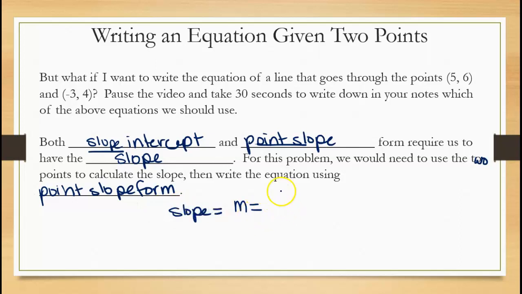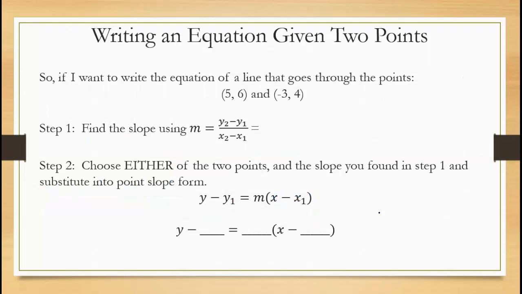That slope is m, which is y2 minus y1 on the top over x2 minus x1 on the bottom. So if I want to write the equation of a line that goes through these 2 points, remember this is my x1, this is my y1, this is my x2, this is my y2. I subtract my y's on the top first to find my slope, so 4 minus 6, and my x's on the bottom, -3 minus 5. 4 minus 6 is -2, -3 minus 5 is -8.